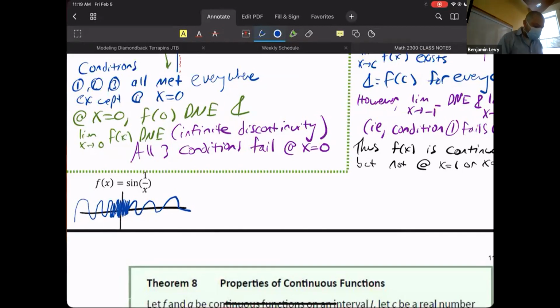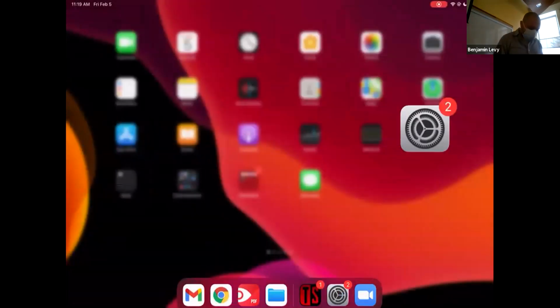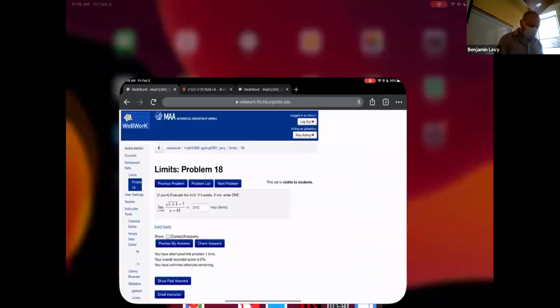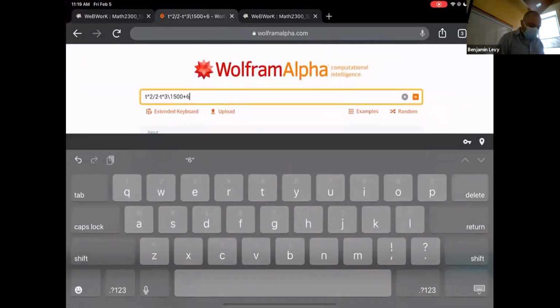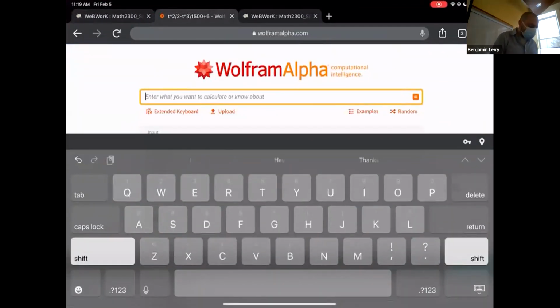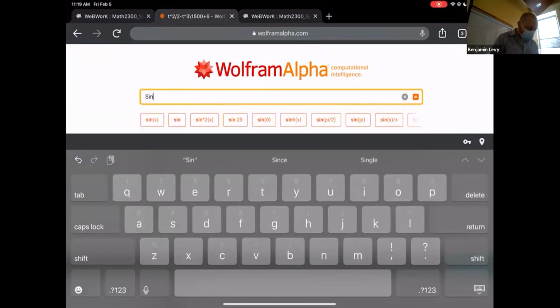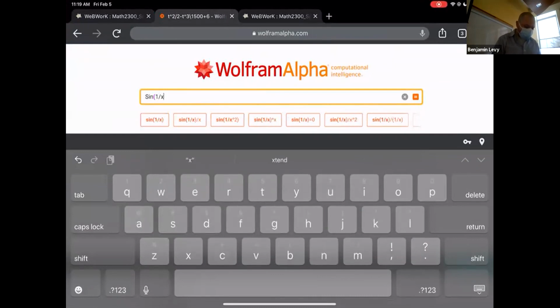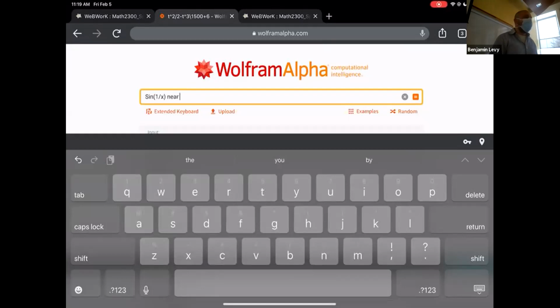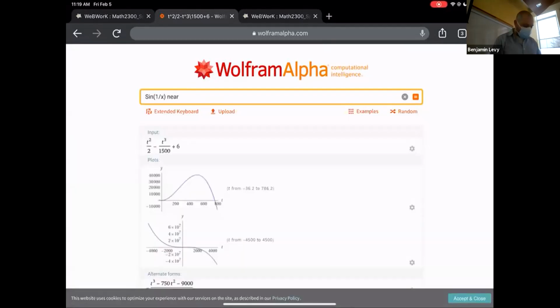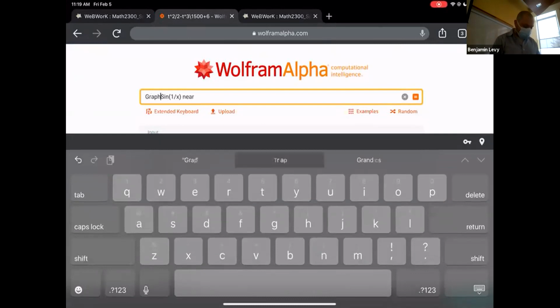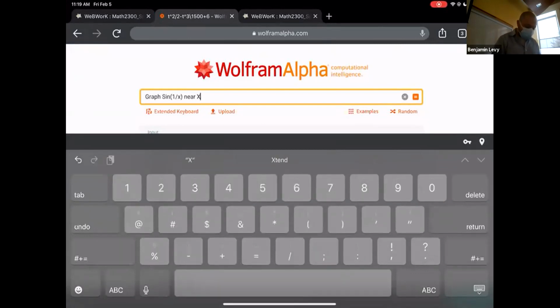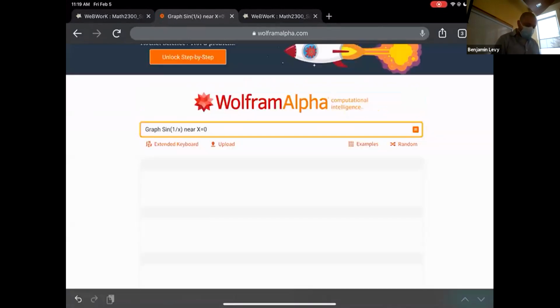In fact, let's just go ahead and look at that. I've been meaning to graph this for you guys, so we might as well graph it. I also wanted to show you this great website, if you've never used it. It's a good way to check answers and look at graphs. I always come here if I want a quick graph. You can just type in English what you want. So let's graph this near x equals 0, and it'll come up with a nice picture for us.